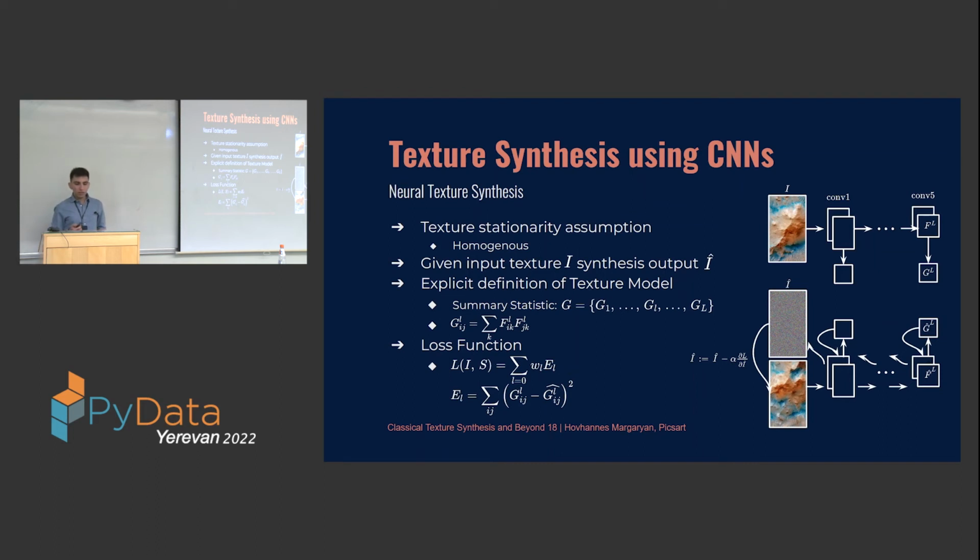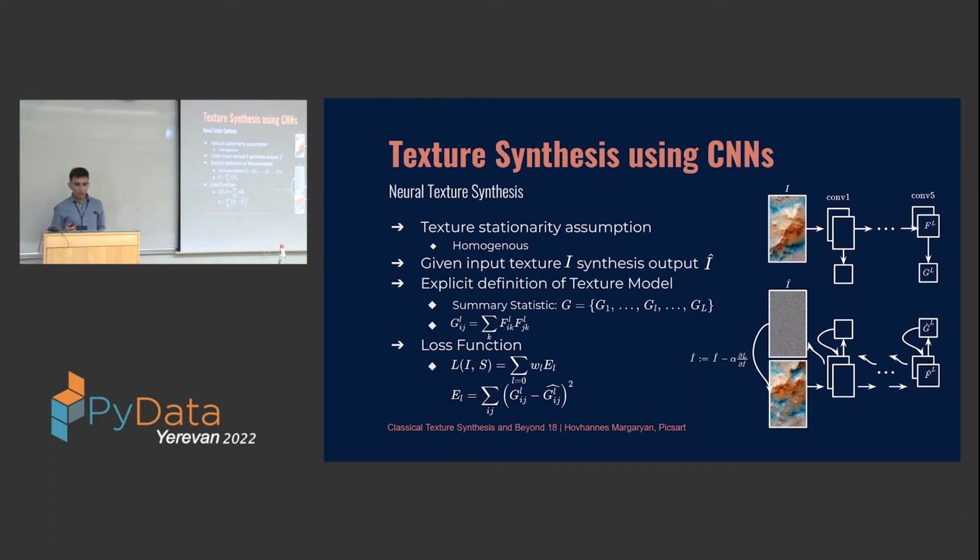Formally, let's assume that we are given an input texture I, and our goal is to synthesize an output texture I hat. The texture model is computed in the feature space of a pre-trained VGG, the architecture of which is shown on the right. And the goal is to start from noise and optimize the output texture to obtain an output texture that has a similar texture model as the given input texture.